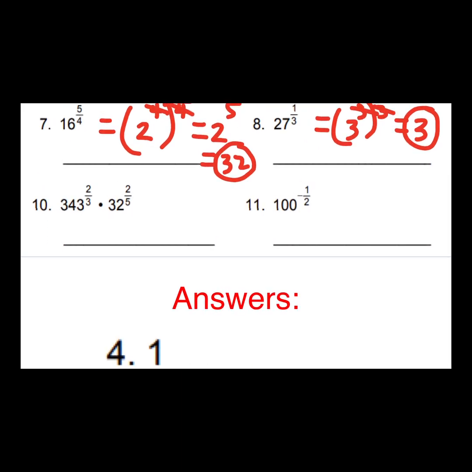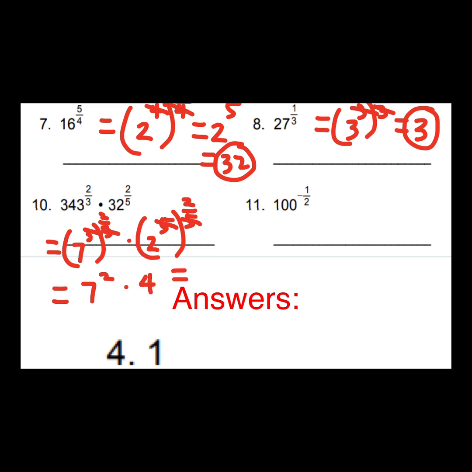And number 10, same thing. 343 we can rewrite as 7 to the 3rd power, and then we have a 2/3 power outside, and 32 can be written as 2 to the 5th power, and then 2/5. So sometimes you do need to know the basics of what powers you get when you multiply certain numbers. It helps you to simplify easier. So the 3's will cancel out, so we have 7 squared, times the 5's will cancel out, we have 2 squared, which is 4. So we got 7 squared, which is 49, times 4, that will give us an answer of 196.